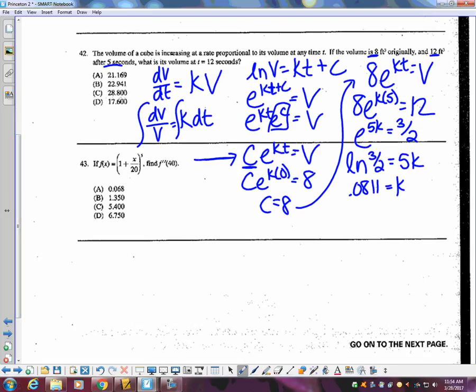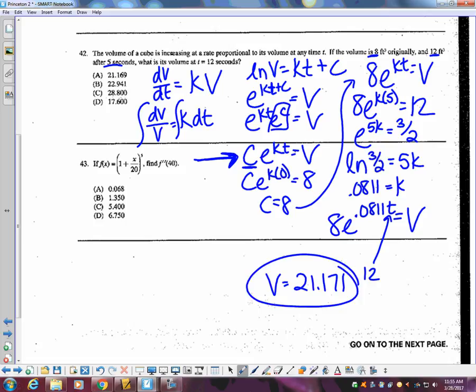All right, so I'm going back here. I know my C. I know my k. All right, so now you give me any time I can tell you the volume, and it says time is 12 seconds. So I'm going to put a 12 right there. Type that in. You should get 21.171. But type it in. Make sure you're good. 21. Going to go with A.